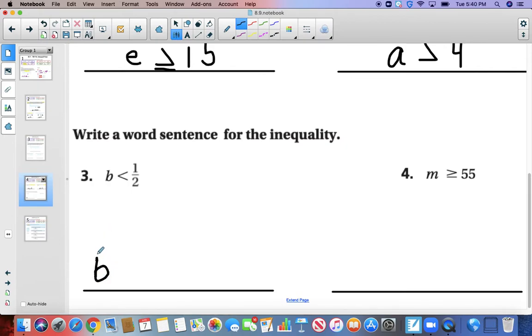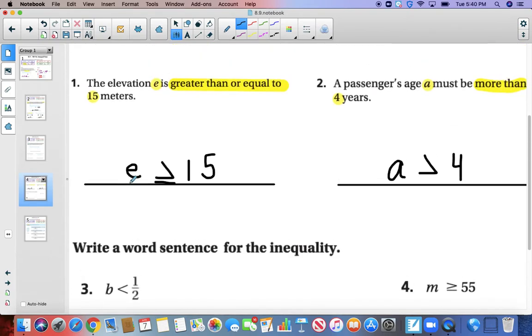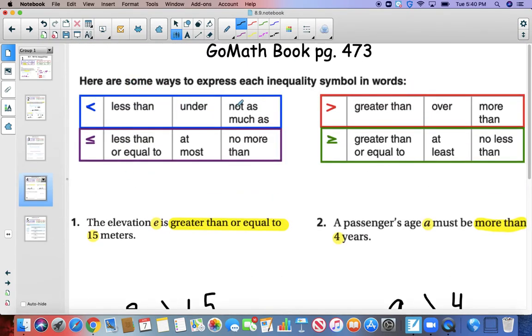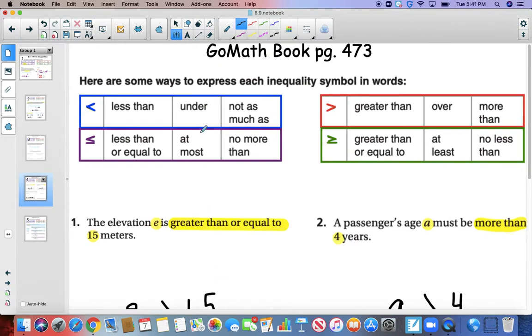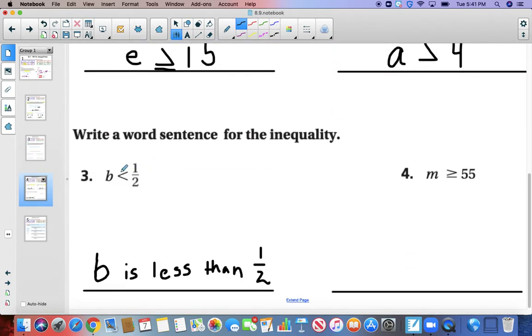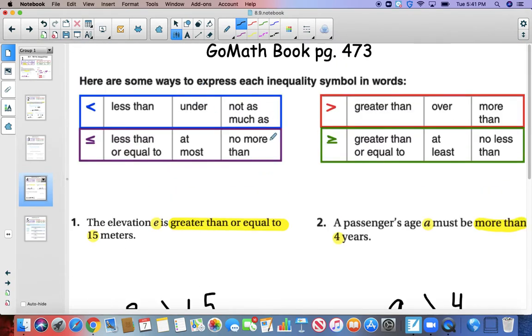And then I think it's easiest, you can look at your chart. So let's look at our chart up here. You can pick from any of these three. I just like to pick what I normally read it with, which is always the first one, less than. But you can try under. You can try not as much as. B is less than 1/2. Okay, but again, I could have said B is under 1/2. B is not as much as 1/2. Either would work. So you just match your symbol with your possibilities for keywords.